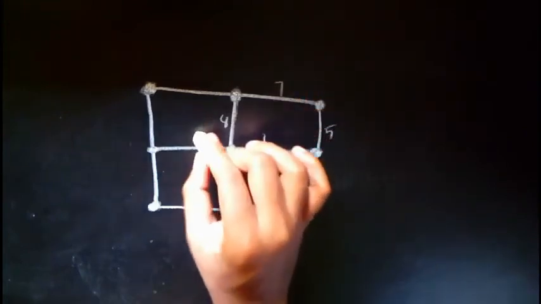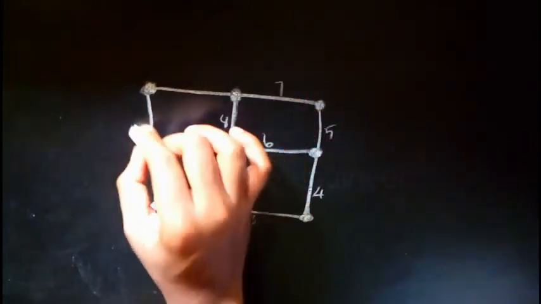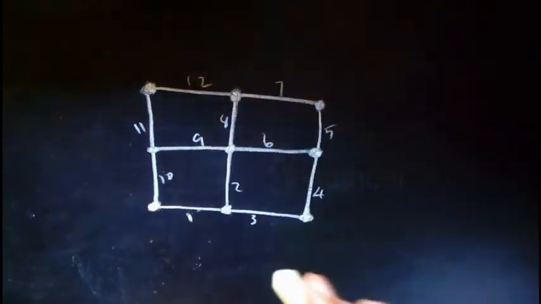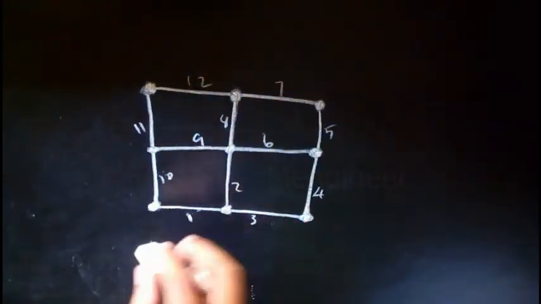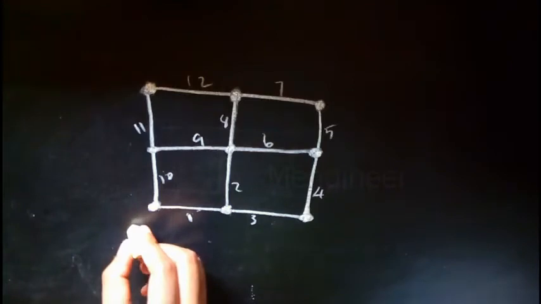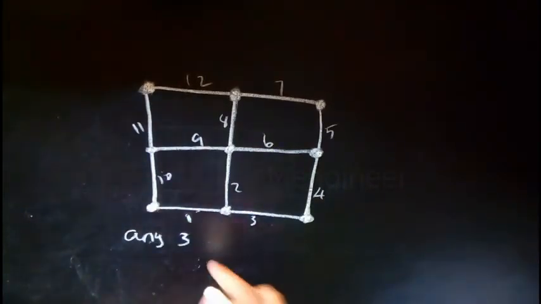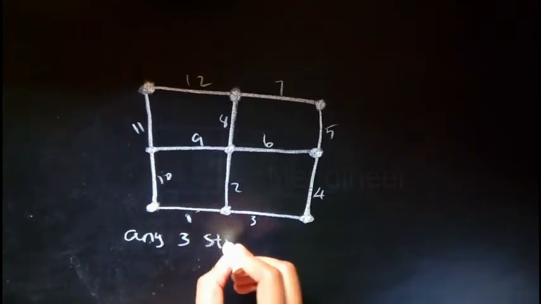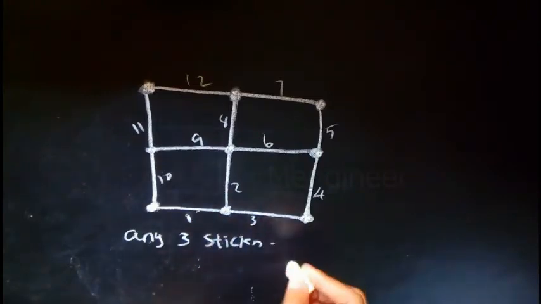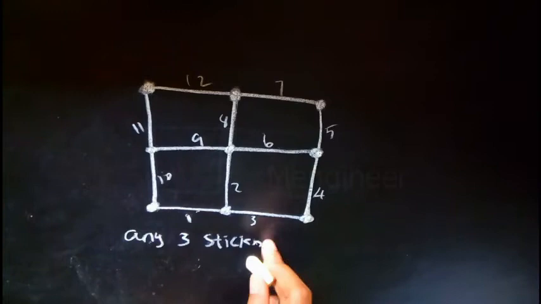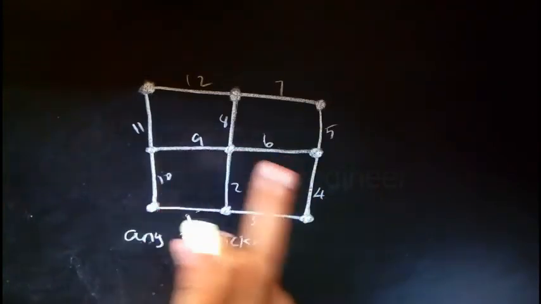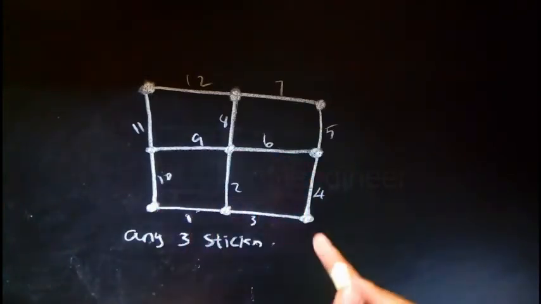So let me number these sticks. So 10, 11, 12. So there are totally 12 sticks. And these 12 sticks form 4 squares. So by moving any 3 of these sticks, you have to form 3 squares. So you have to form 3 squares of equal size.